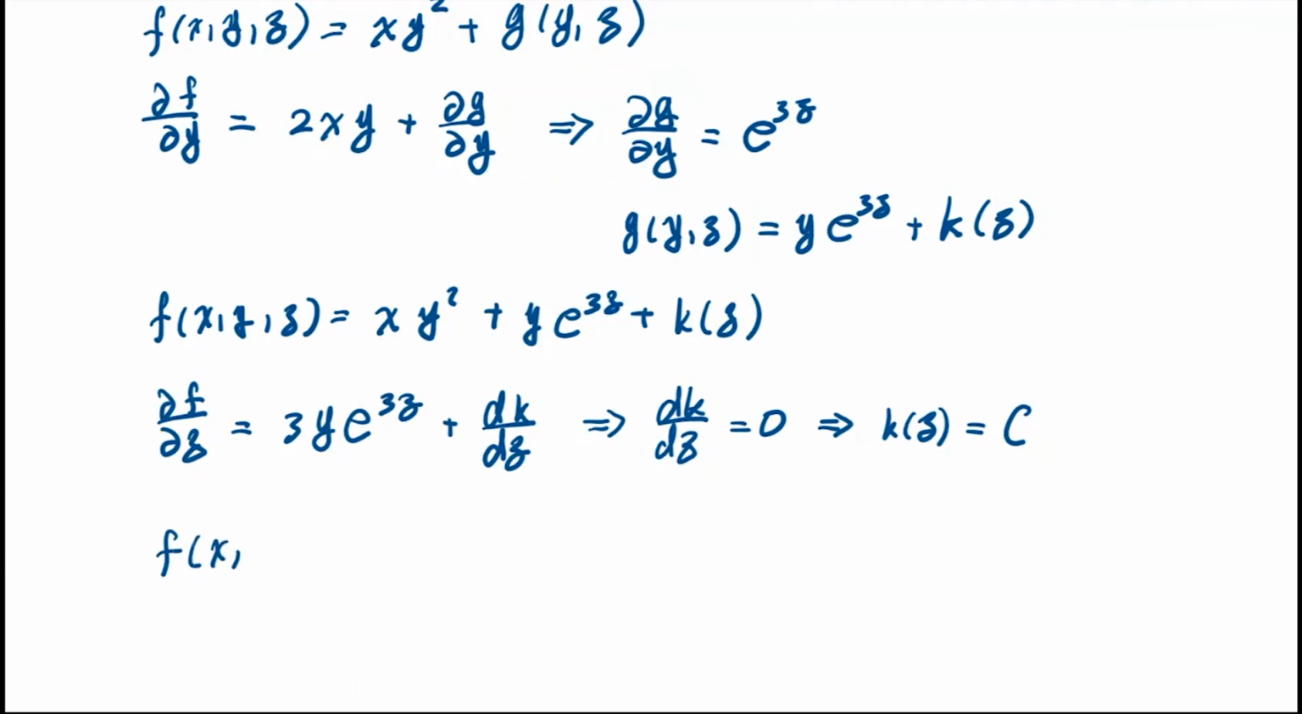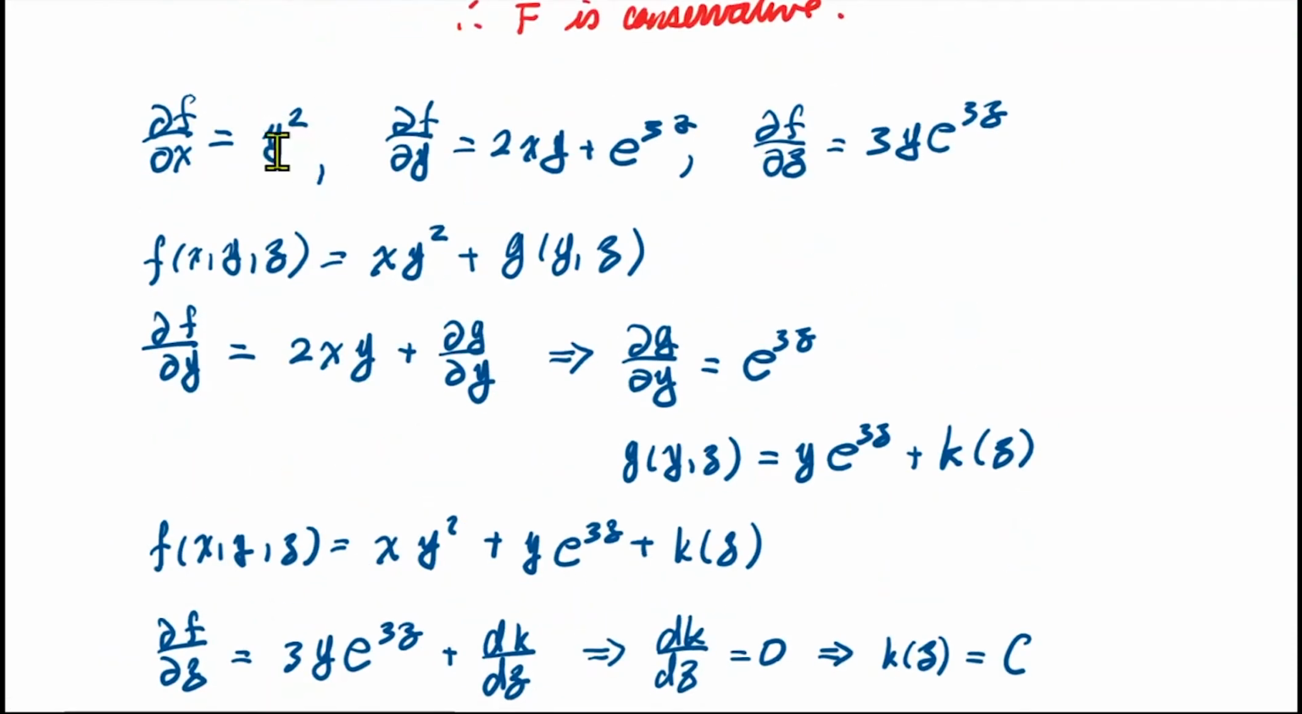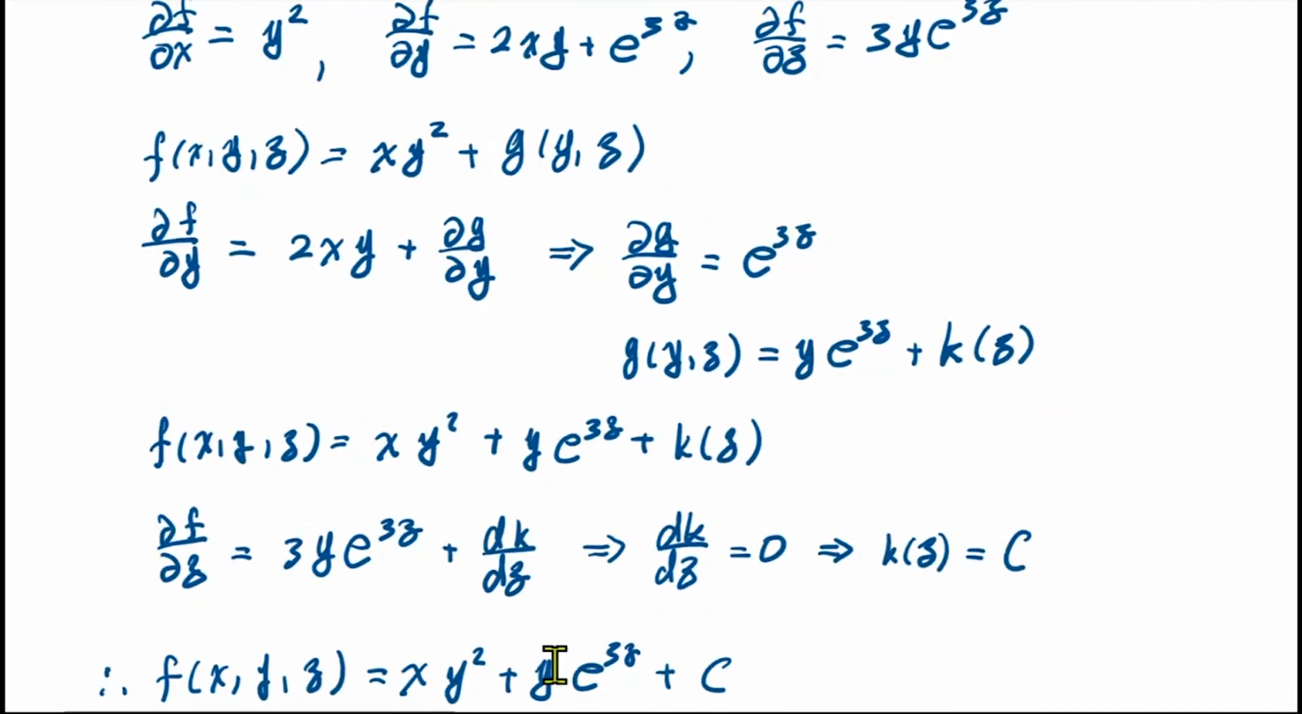So now f of x, y, z is equal to, from this line, x y squared plus y e to the 3z plus this true constant c. You with me? We can check and find the partial derivatives. With respect to x, you have y squared there. With respect to y, 2xy here, and in that term the y dies, so that right there. With respect to z, this dies, and this term gives 3y e to the 3z. You get it? We just found that antiderivative.